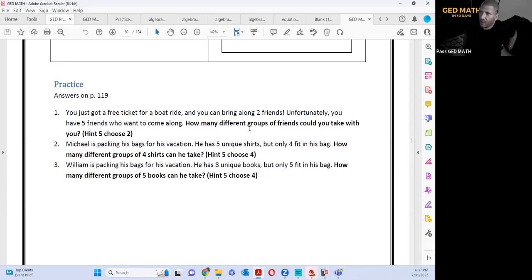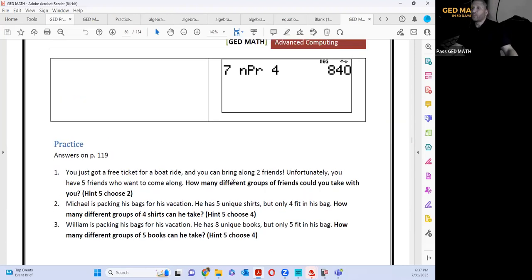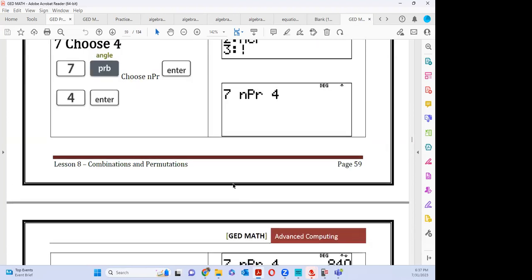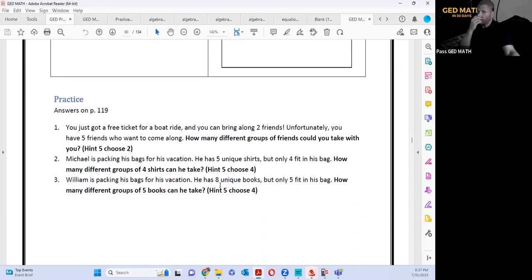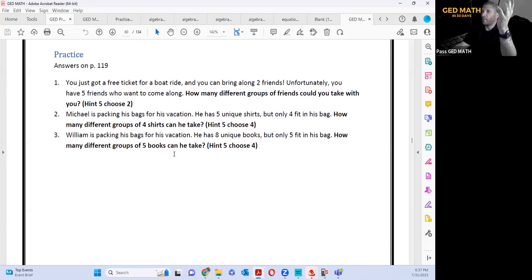All right. What I can tell you is, this is called permutations and combinations. So what happens is, you just got a free ticket for a boat ride. You can bring along 2 friends. Unfortunately, you have 5 friends who want to come along. How many different groups of friends could you take with you? The reason I called it this is so you can see it: if I got 5 people, I have to choose 2.